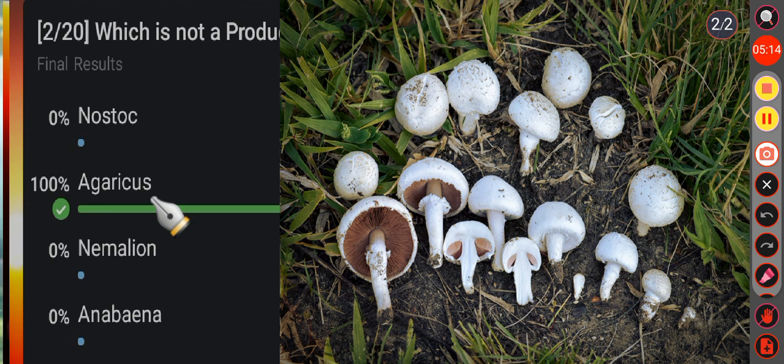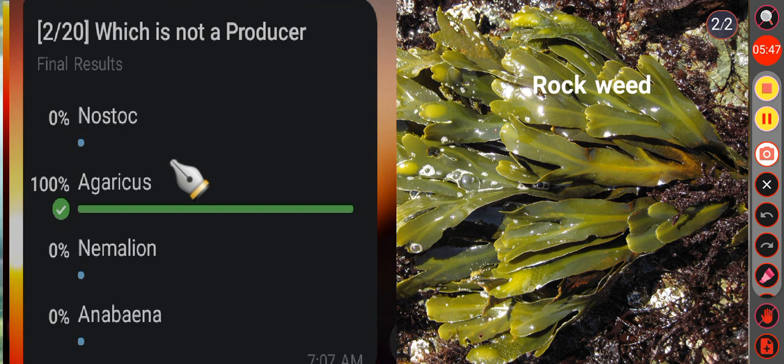But in option B, Agaricus, meaning mushroom, is not a producer because it is unable to make its own food. Instead, they are heterotrophs that get their energy from dead and decaying organisms. So, it is a saprophyte, and we know Agaricus is a genus of fungi containing both edible and poisonous species. Okay, so here Agaricus is not a producer.